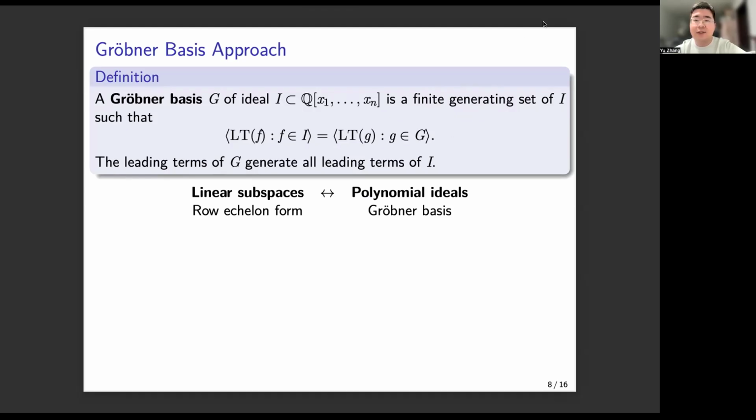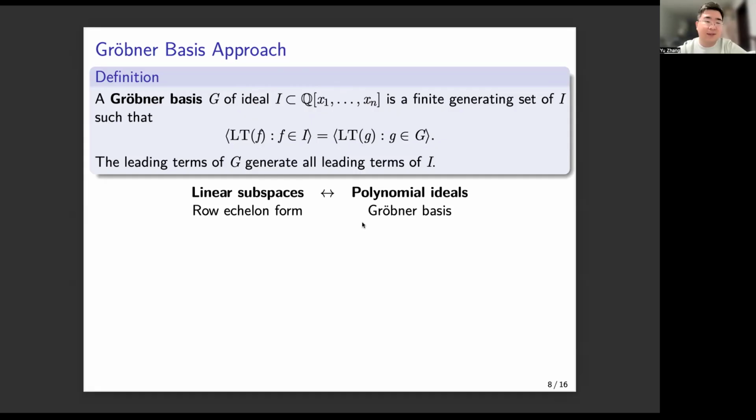So here we can draw an analogy. Polynomial ideals are analogous to linear subspaces. And in this sense, the global basis is analogous to the row echelon form. That means the global basis not only generates this ideal, but it also satisfies some extra condition, making the elements inside the basis well organized with some extra structure.